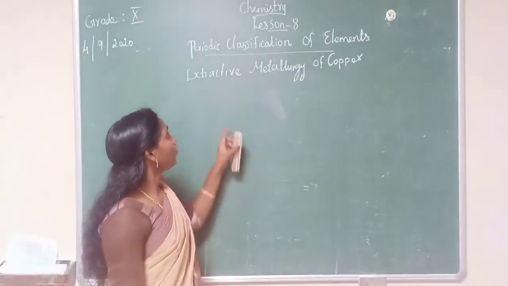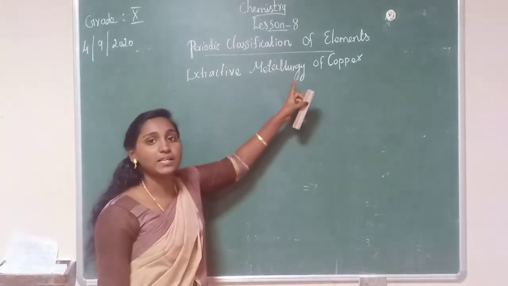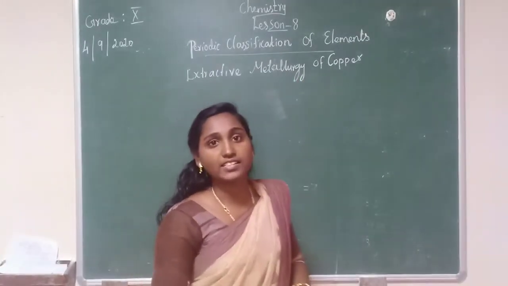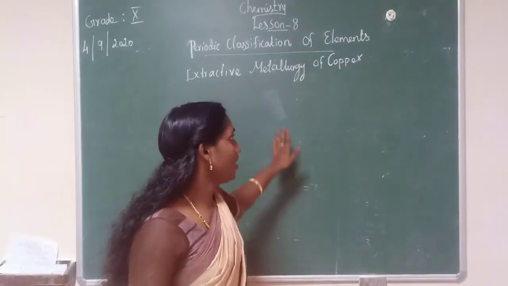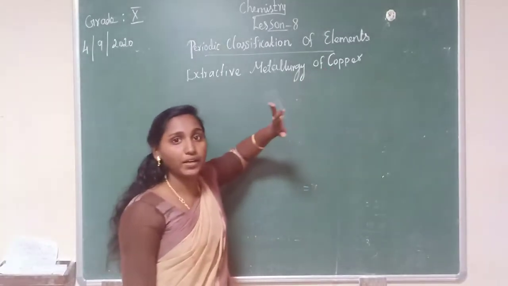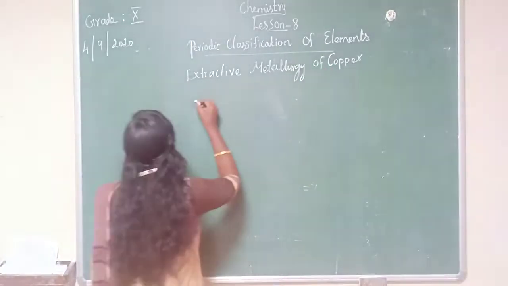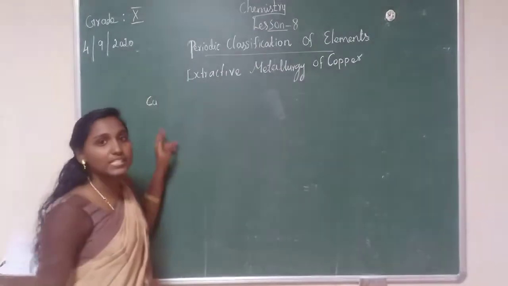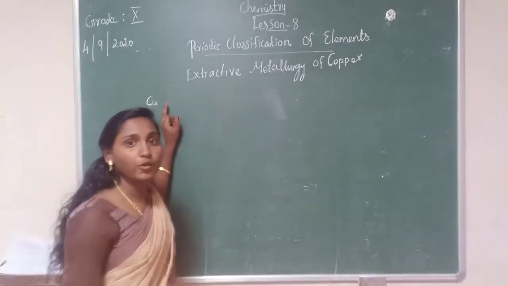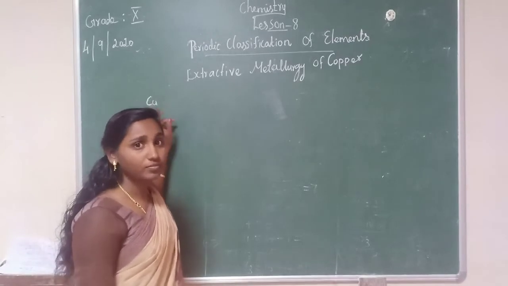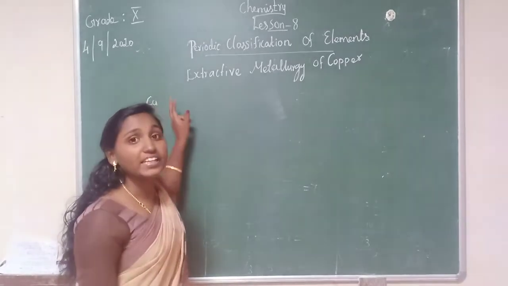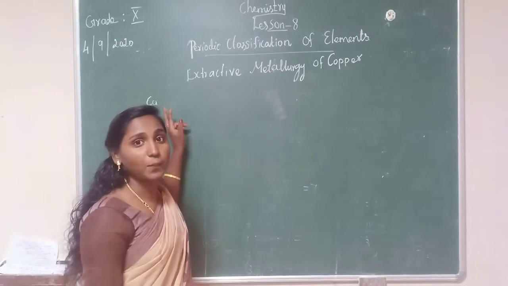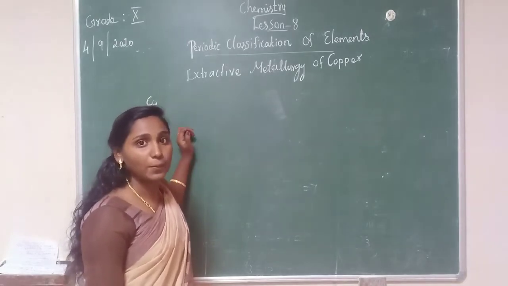So today we are going to study extractive metallurgy of copper. What is the symbol of copper? Cu. Okay, the symbol of copper is Cu. And do you know the color of copper? Copper is a reddish brown metal.